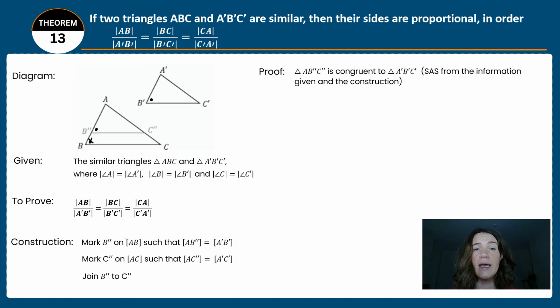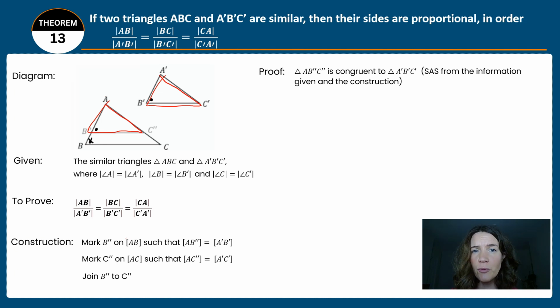We know that A, B double prime, C double prime is congruent to A prime, B prime, C prime. So we know that these two triangles are congruent. Congruent means identical. And why are they congruent? They're congruent due to the SAS, side angle side congruency condition, and that's from the information given and in the construction.